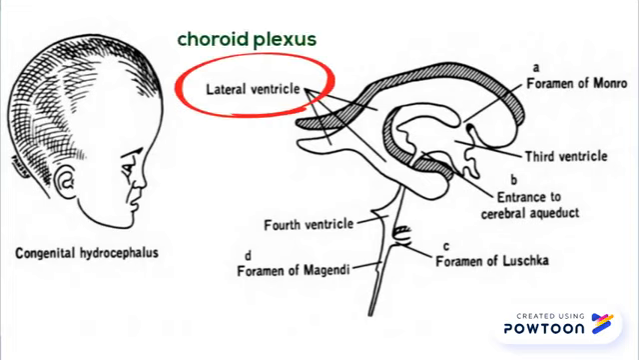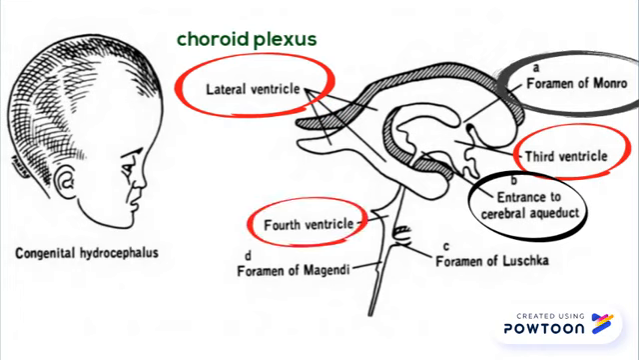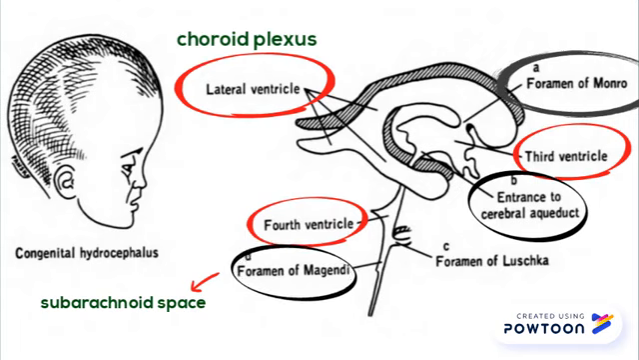From the lateral ventricle it flows to the third ventricle with the help of the foramen of Monro. Through the third ventricle it flows into the fourth ventricle with the help of the cerebral aqueduct, which is also called the aqueduct of Sylvius. Through the fourth ventricle it goes into the subarachnoid space with the help of the foramen of Magendie and foramen of Luschka. In the subarachnoid space, it gets absorbed into the blood with the help of arachnoid granulations.